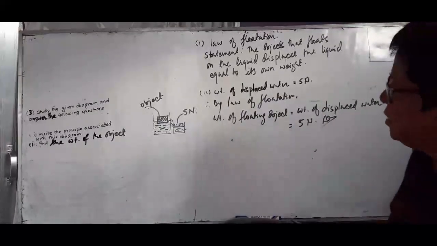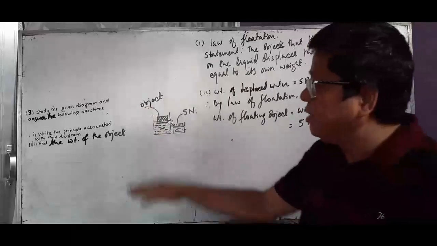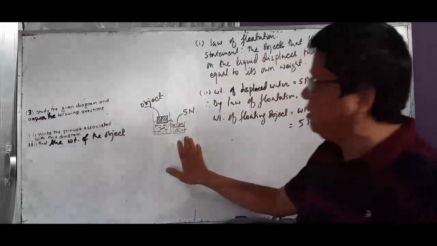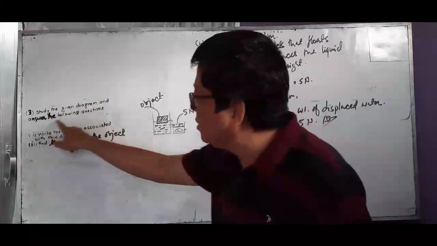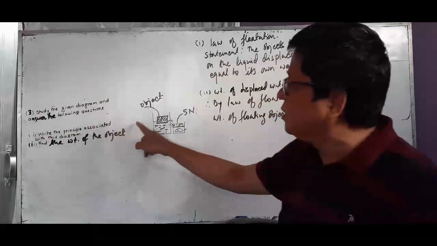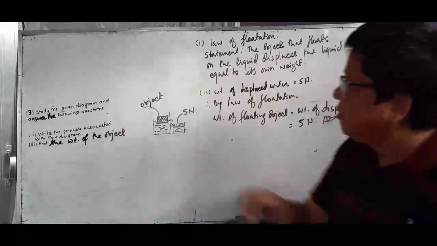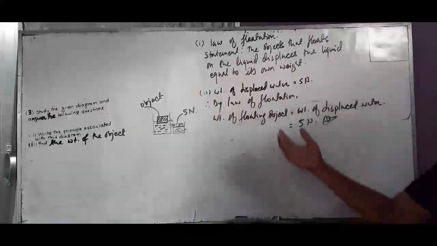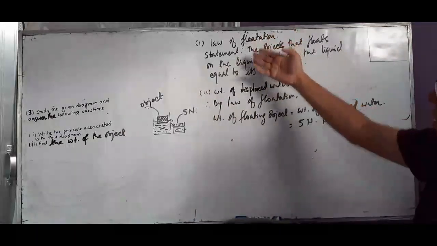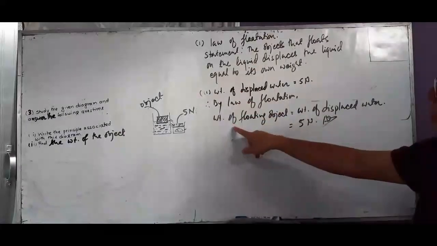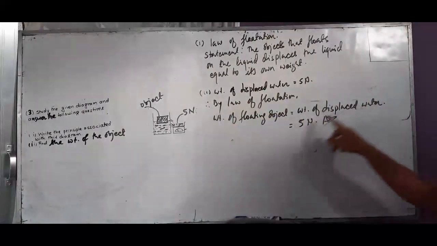This completes the solution. So I have modified question number 2 like this. Study the diagram, answer the following questions: write the principle associated with the diagram, and find the weight of the object. Immediately by this law, the weight of the floating object is equal to the weight of displaced water.